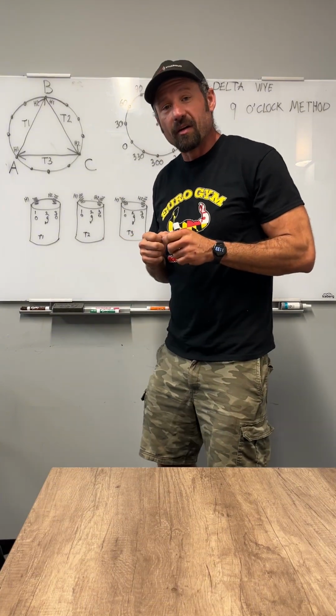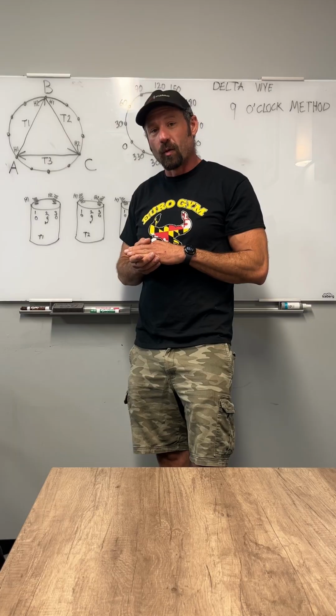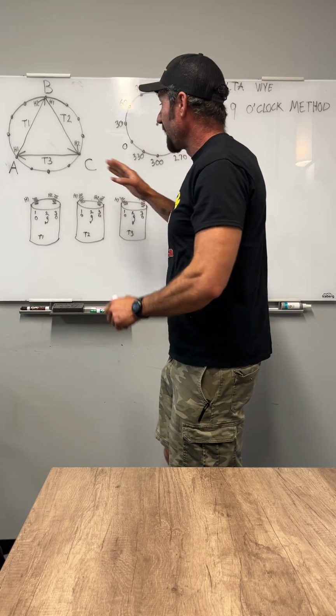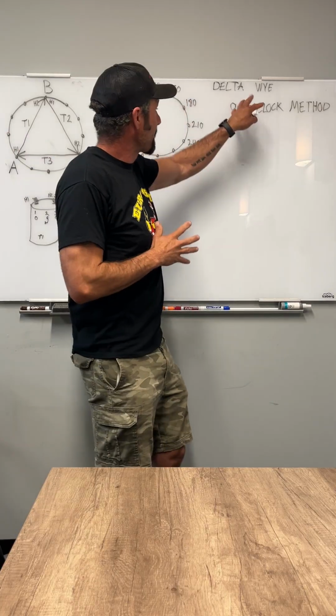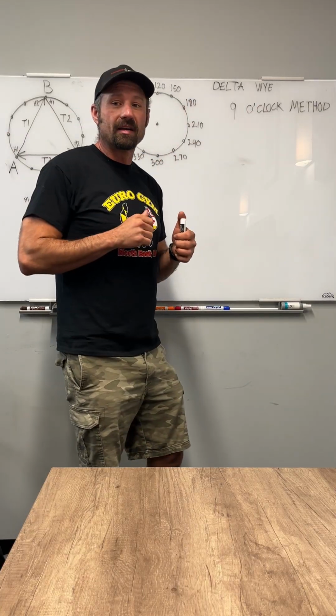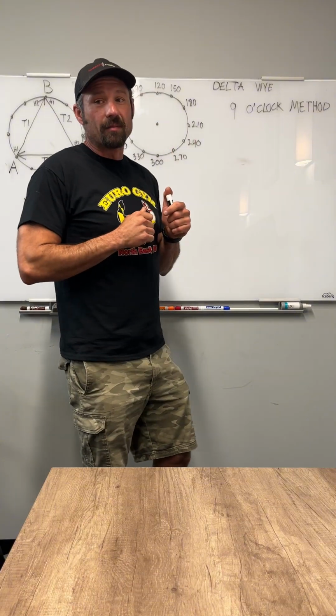And in the old days, they called it the 11 o'clock method or the 1 o'clock method. In our case, because we start A phase 0 degrees at 8 o'clock, the last method I showed you was the 7 o'clock method. This way is going to be the 9 o'clock method. So you see I have that written up here. Delta Y connections, 9 o'clock method.